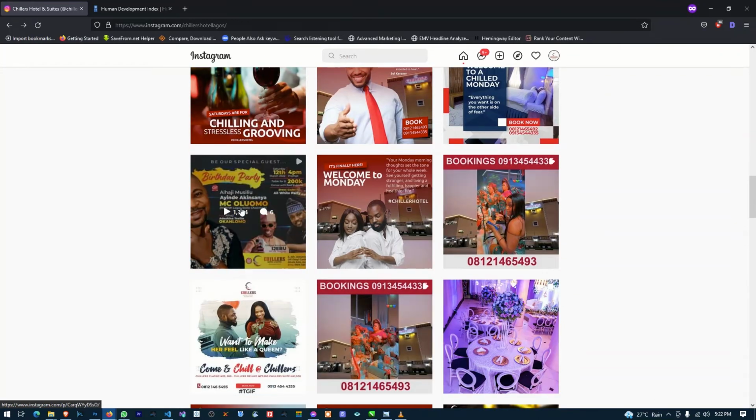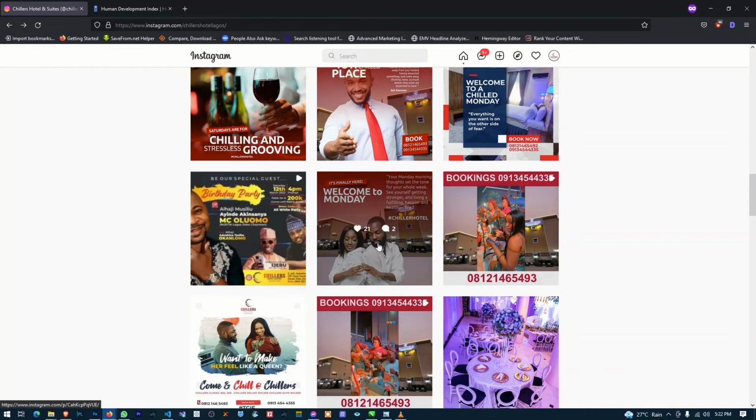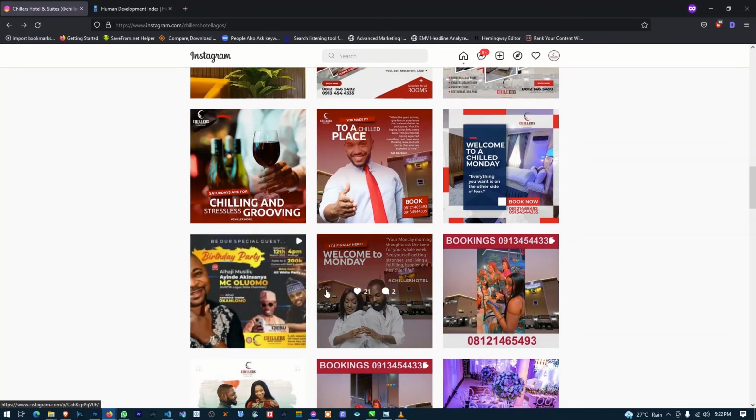And the man himself, this is MC Olu Omo, right there, during his birthday. He did his birthday at this hotel. If you know MC Olu Omo, this is one of Lagos big boys. You want to chill with the big boys. I think he is the president of a transport union.